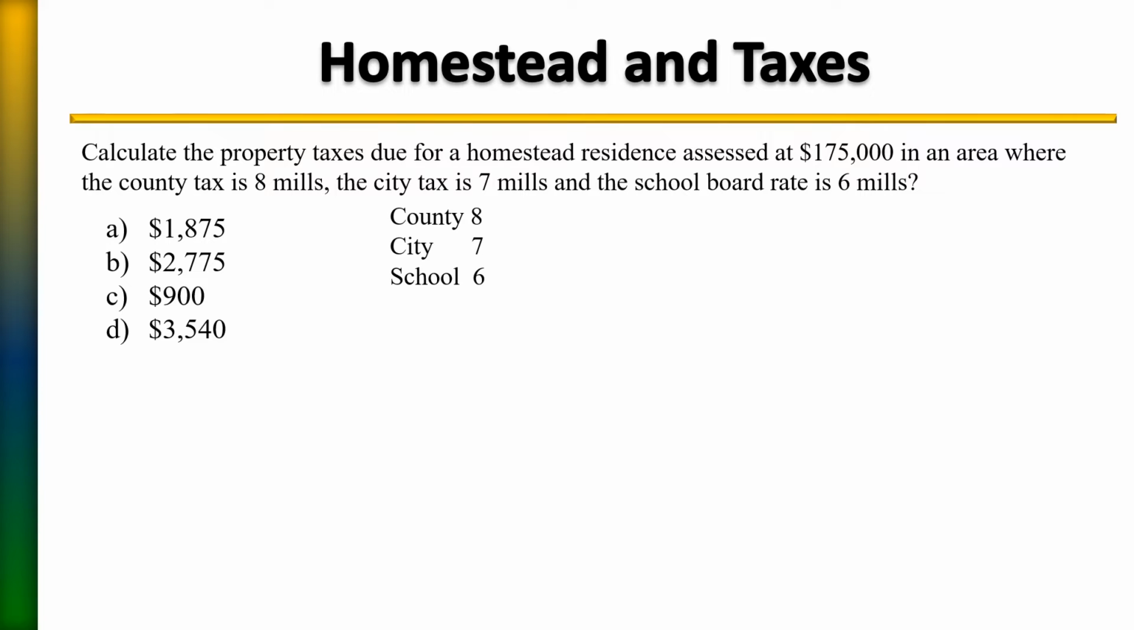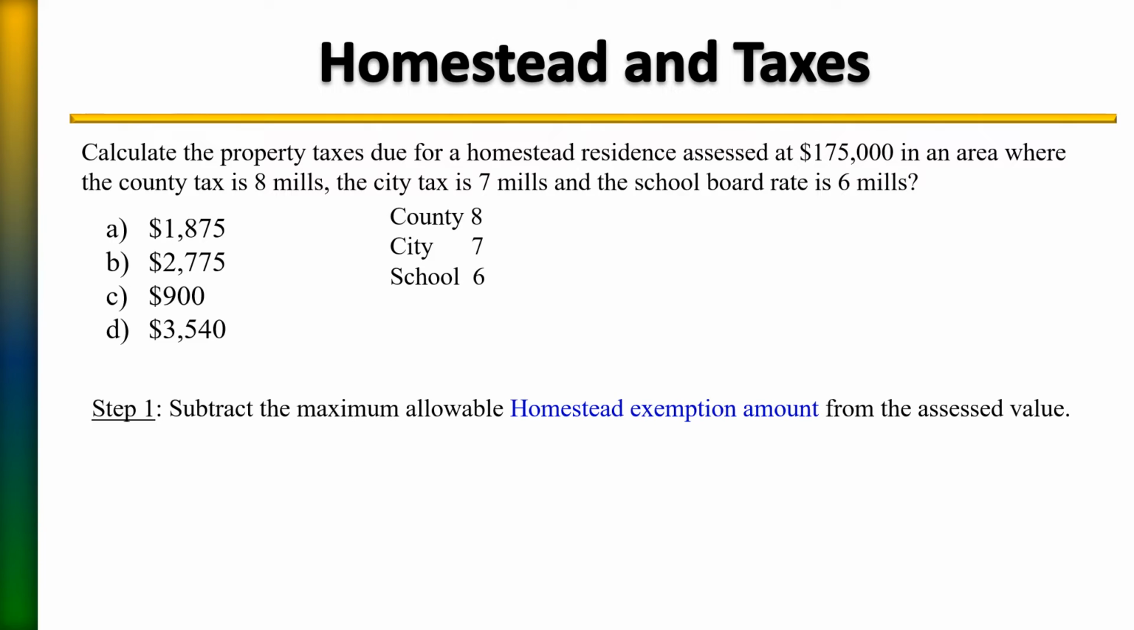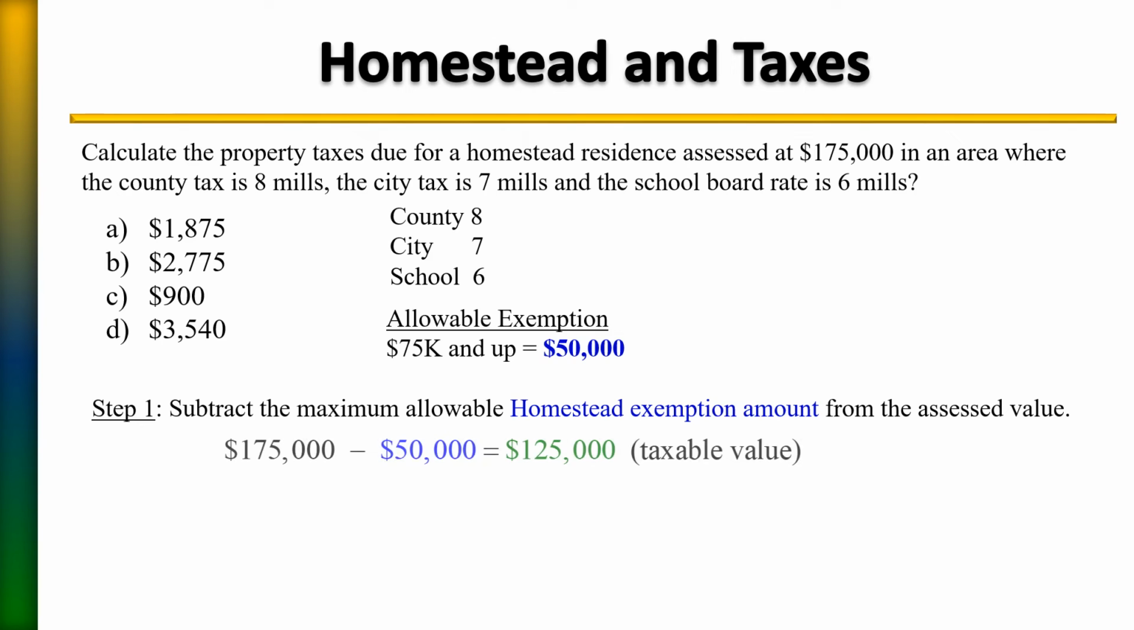So the first thing we need to do is look at our homestead allowances. What's the maximum amount that we can claim with a $175,000 property value? So recall that anything from $75,000 and up, you have a maximum allowance of $50,000. So we can go ahead and subtract that $50,000 from the $175,000, which is going to give us $125,000 as our taxable value. And now it's time for us to go ahead and do these city, county, and school taxes.